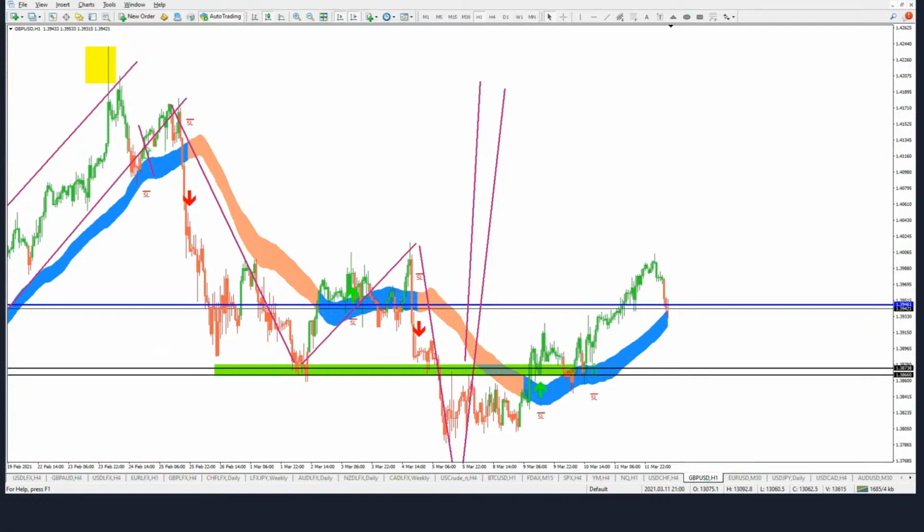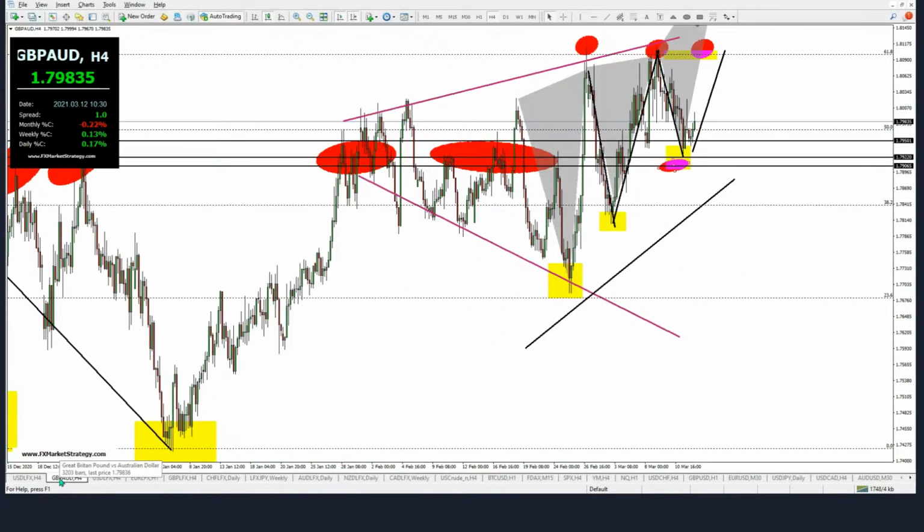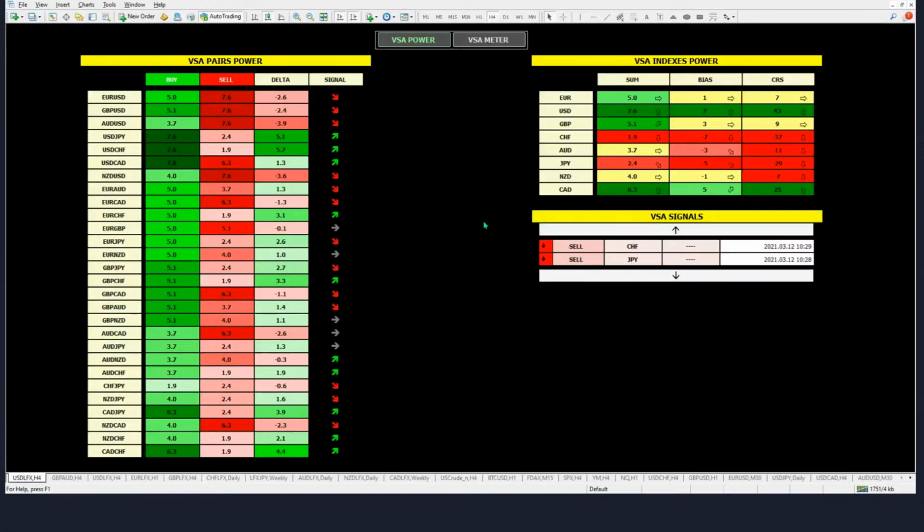Okay. So going back here. So you can see the dollar index just after this correction wave, it's going back up. Okay. So we've got this VSA market scanner.